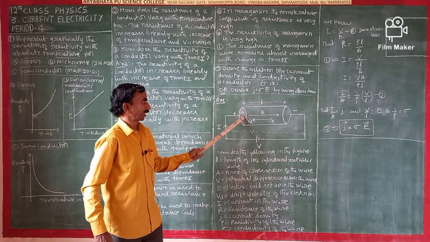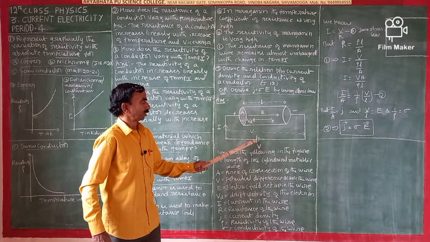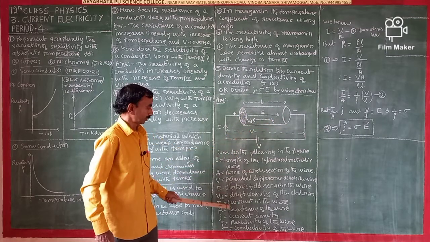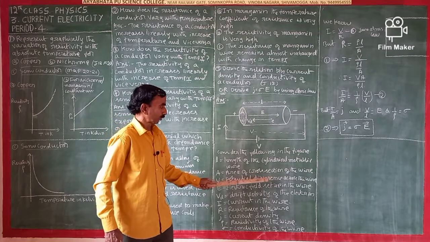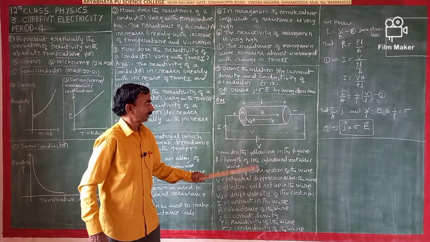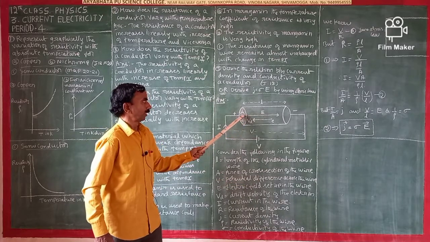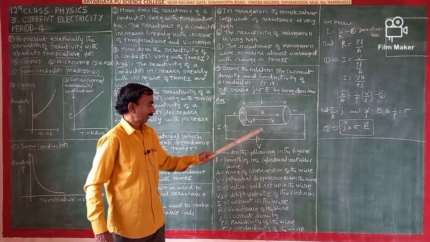This wire is connected to the battery. V is equal to the potential difference across this conductor, across the wire. E is equal to the electric field set up in the wire, from this portion to this portion. Electric field E is set up here.